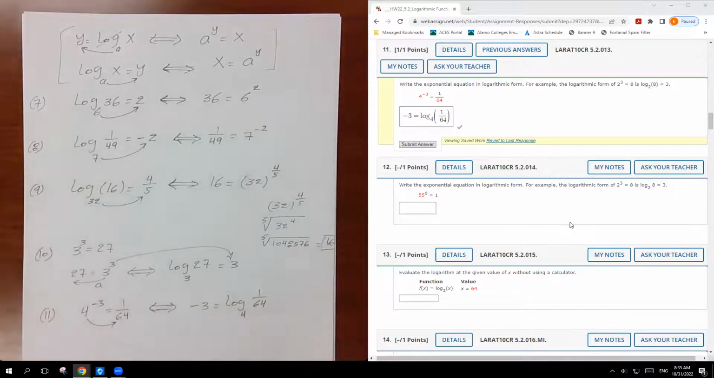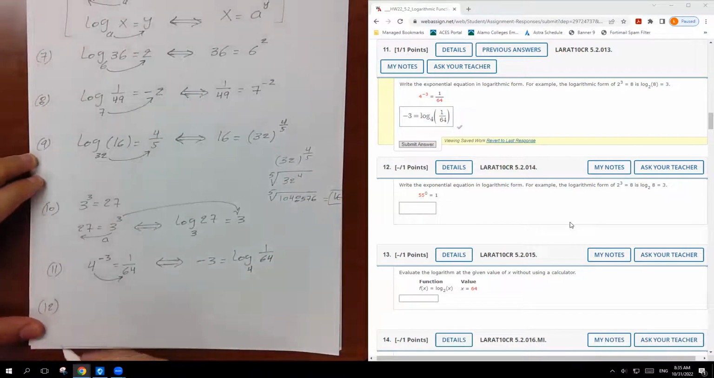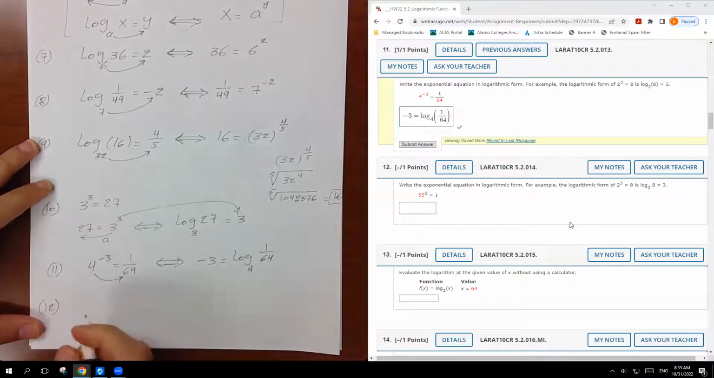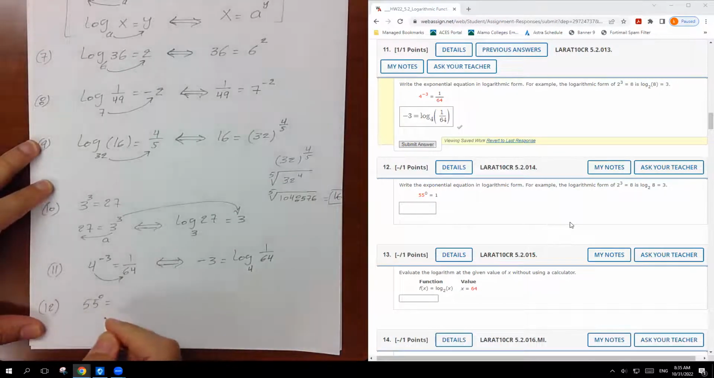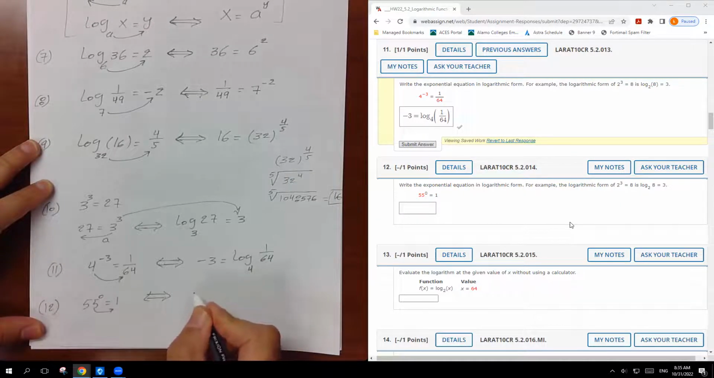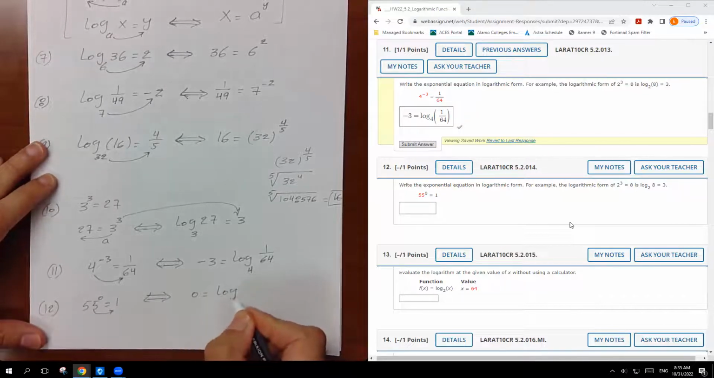Let's go to example 12. We're going to do the same thing. Example 12 is 5 to the exponent 0 equal 1. This is the exponential form. So I'm going to write down the log form. I'm going to move the base. That means the left here is 0 equal log to the base 5 for the 1.